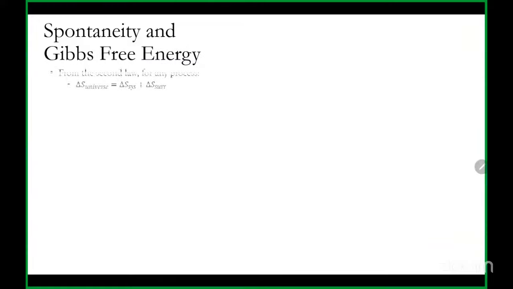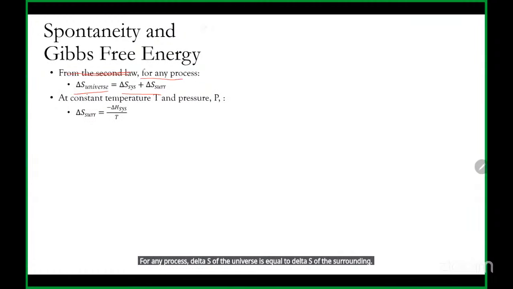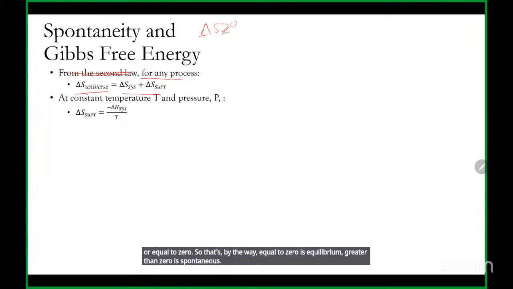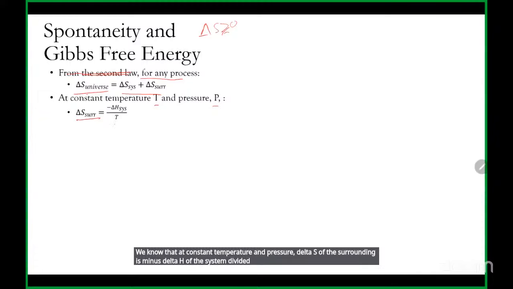If we put together what we have set now, for any process, and this is not from the second law, delta S of the universe is equal to delta S of the system plus that of the surrounding. And we know that for the universe, delta S is greater than or equal to 0. Equal to 0 is equilibrium, greater than 0 is spontaneous. We know that at constant temperature and pressure, delta S of the surrounding is minus delta H of the system divided by T. That's what we said in the previous slide.